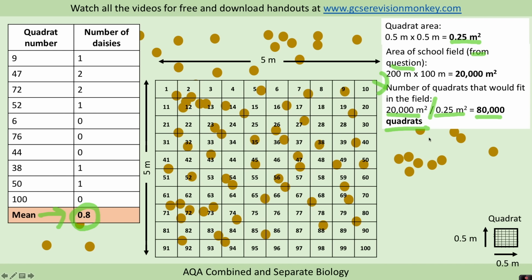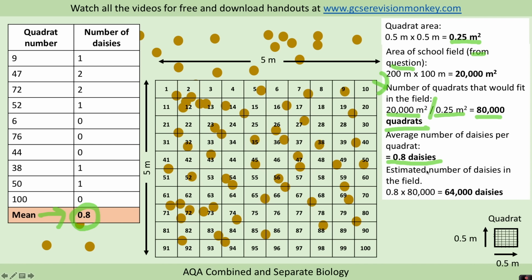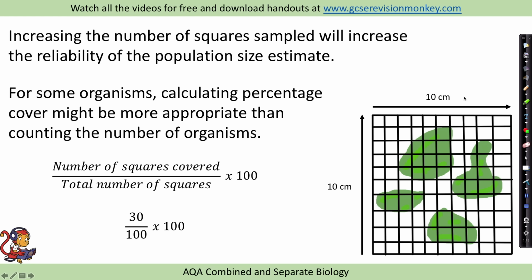quadrats. So if 80,000 quadrats fitted in our field, and the number of daisies in each quadrat was 0.8 as an average, then the estimated number of daisies in the whole field would be our number per quadrat multiplied by the number of quadrats that would fit in the field. So 0.8 times by 80,000 would give us a total estimate of 64,000 daisies.